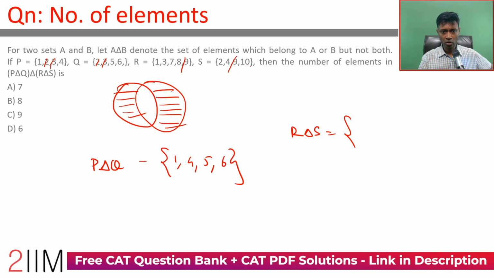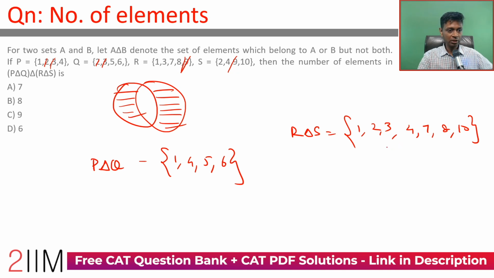This has 2, 4, 10. All even numbers. The only even number here is 8, so not present here. So R triangle S will have 1, 2, 3, 4, 7, 8, 10. So that's 1, 3, 7, 8, yeah, they are sitting there, and 2, 4, 10. So 1, 2, 3, 4, 7, 8, 10. Only one common element. So from 5 plus 4, we remove that one common element twice over.